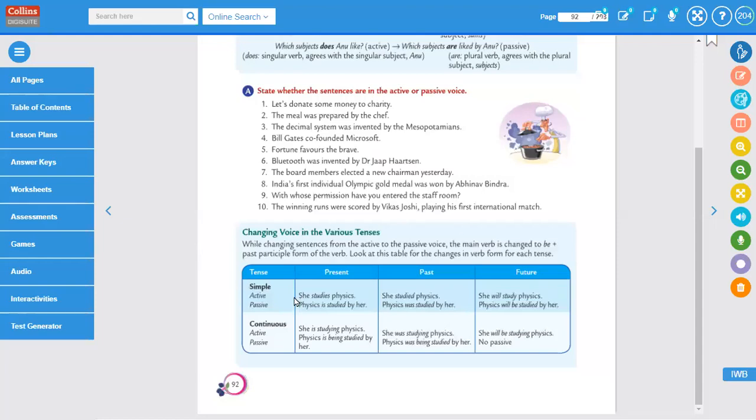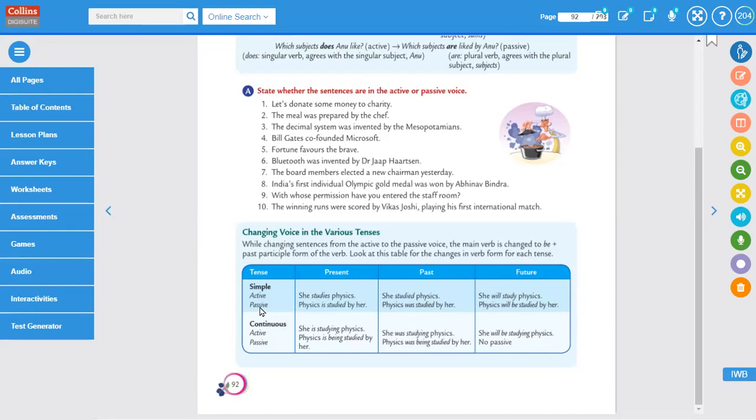Let's see. The first is the simple tense. Active voice. She studies physics. Simple present. The second one is simple past tense. She studied physics. Studies changes to studied. And in future, it will be she will study physics. We all know we use will when we're talking about a point of time that is related to future. We are not sure about it, but we are assuming that she will study physics.